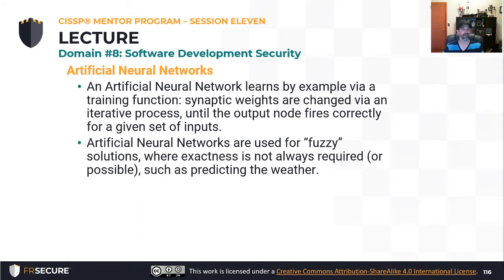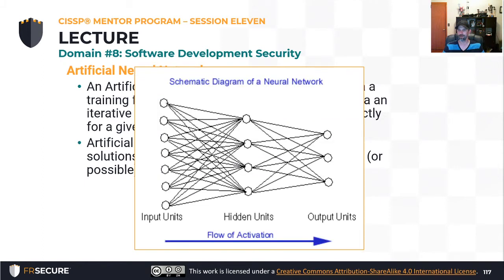Artificial neural networks learn by example. That's why you always hear about training the AI model. You've got to do this training function. They change the synaptic weights via an iterative process until the output node gives the correct answer for a given set of inputs. Artificial neural networks are used for fuzzy solutions where exactness is not always required or possible, such as predicting the weather.